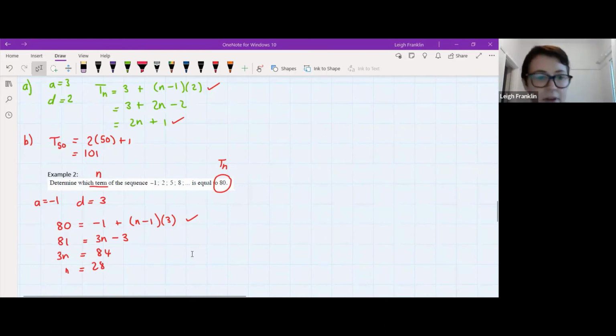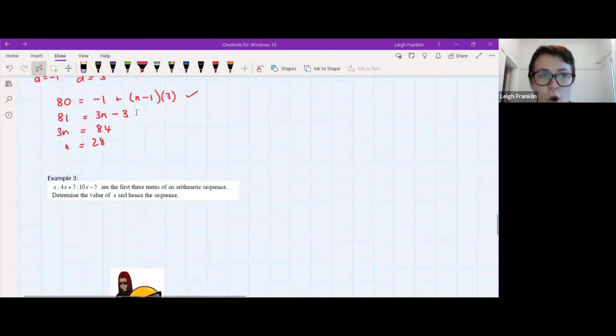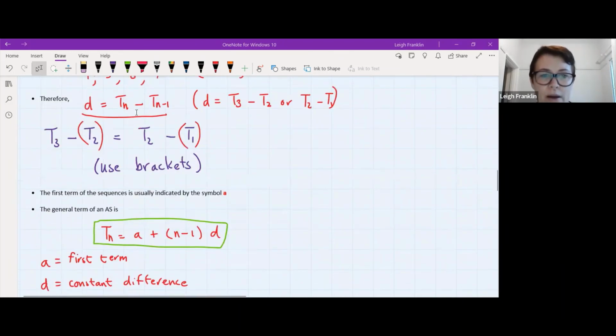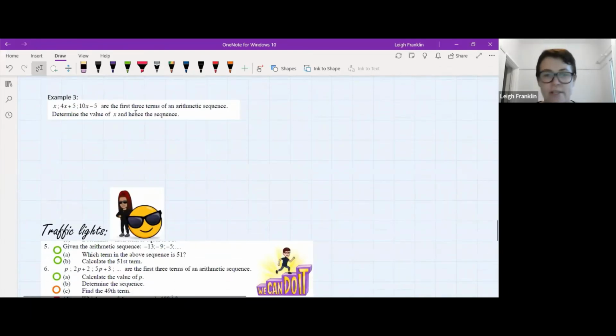Let's have a look at the next question. All right. Now, this is what I was referring to when I was talking about this over here. Okay, so term 3 minus term 2 is term 2 minus term 1. Right? We are going to use this concept in order to be able to answer these questions. All right, so term 1 is x, term 2 is 4x plus 5, term 3 is 10x minus 5.